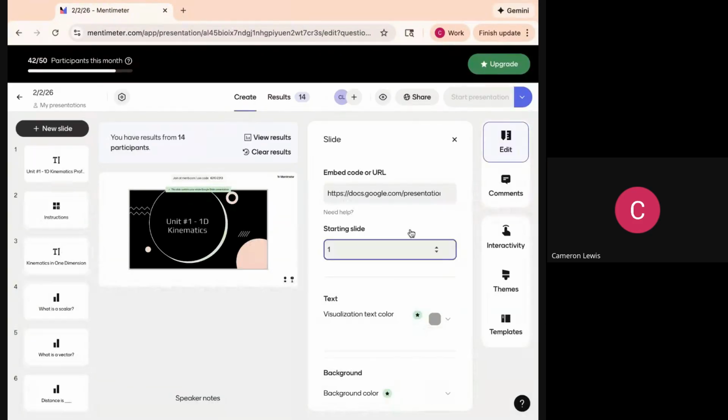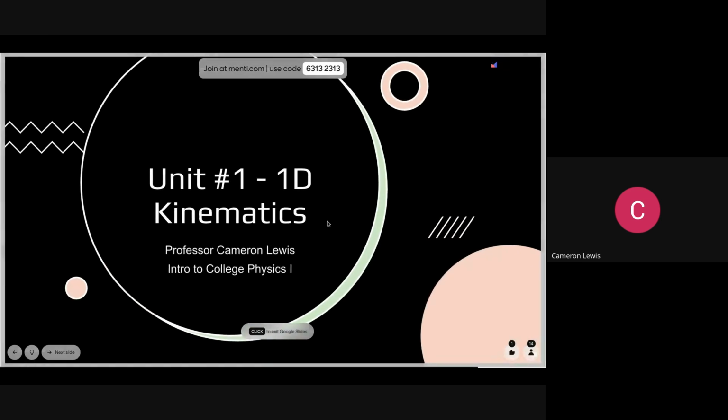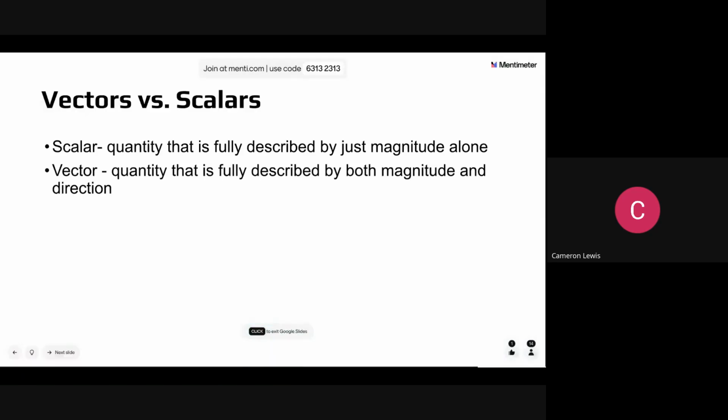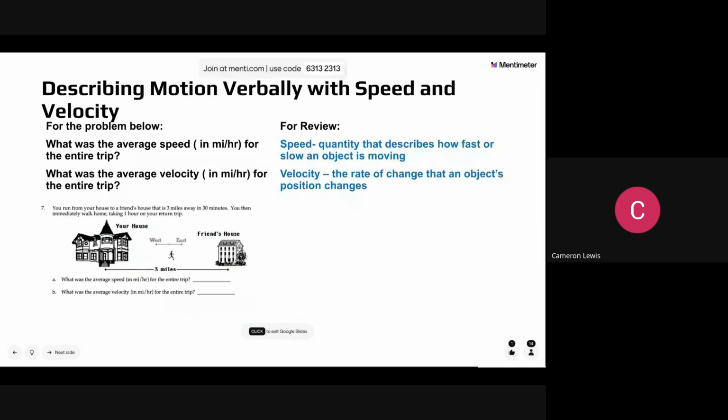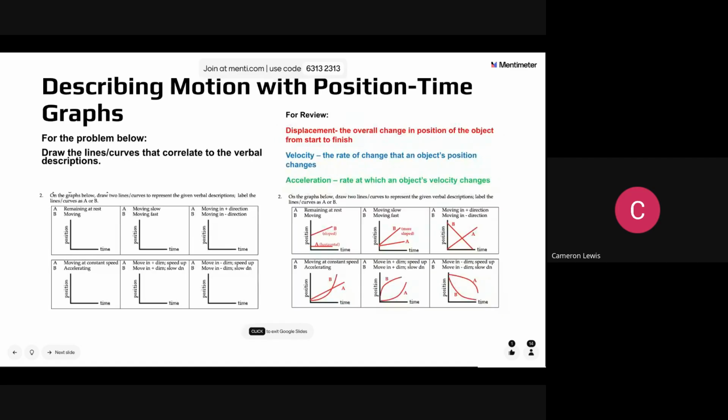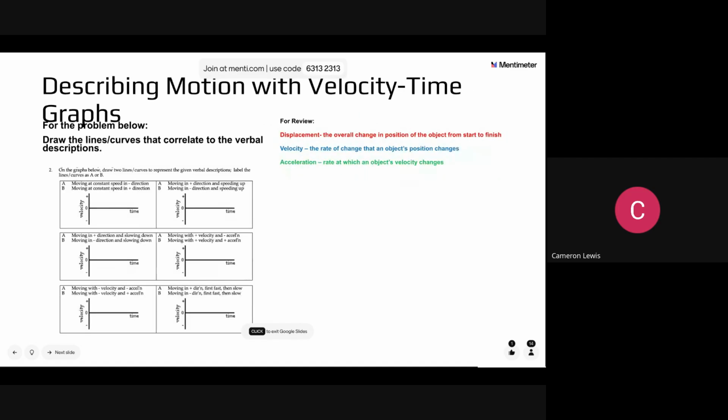Hold on real quick. Let somebody in. So are we on how to describe a motion? Are you seeing me change the slides? No, we'll be past that because we did interpreting graphs last week. We just did position time graphs, so now we're starting at describing motion with velocity time graphs, right? Motion with velocity time graphs.